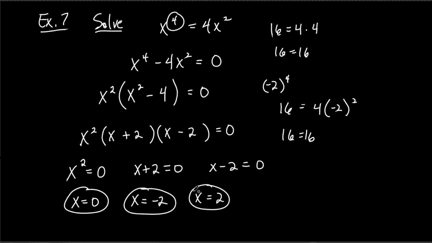I have a question. On a quiz, if I just put x is equal to 0 and then plus or minus 2. It's fine. Yeah, you could have written x equals plus or minus 2. That would have been perfectly fine instead of writing them separately.